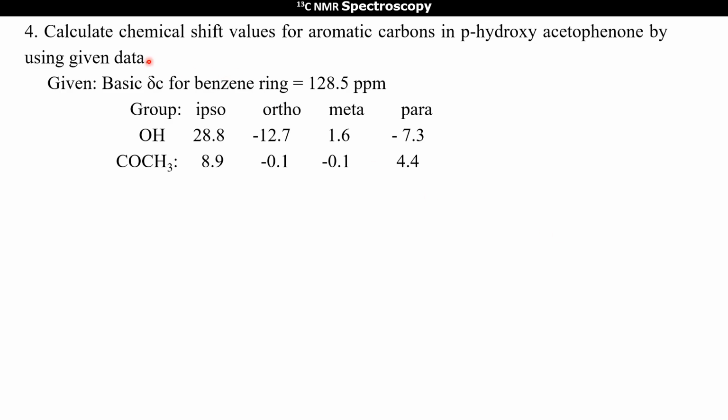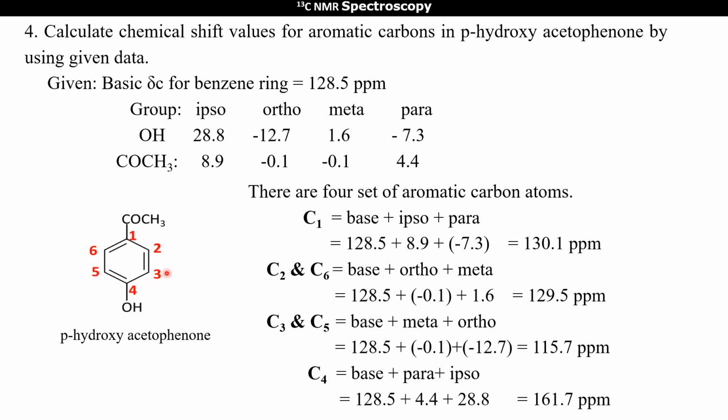Then next example: calculate chemical shift values for aromatic carbons in para-hydroxyacetophenone by using the spectral data. The data given is the basic chemical shift value for benzene ring, 128.5, and the group increments are like this. For OH, the group increments for ipso, ortho, meta and para are like this. Now we see the solution. This is the para-hydroxyacetophenone.